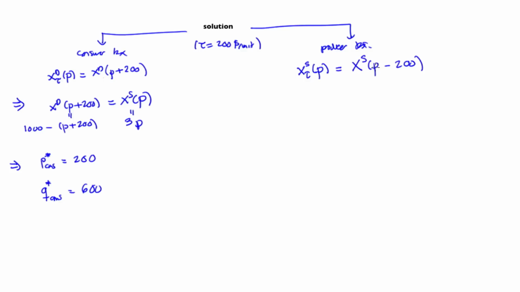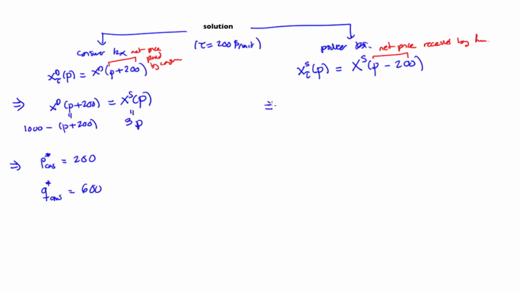If this is the market price, P minus 200 is the net price received by the firm, which at the end of the day is the only thing that the firm cares about. In this particular case, this was the net price paid by the consumer, which again is the total price that the consumer cares about.